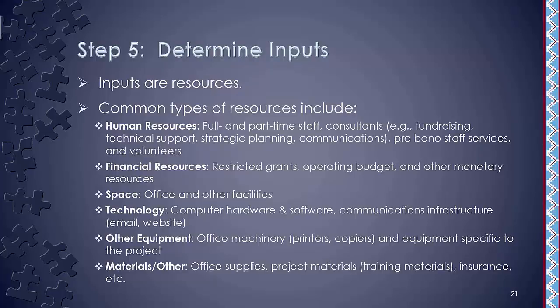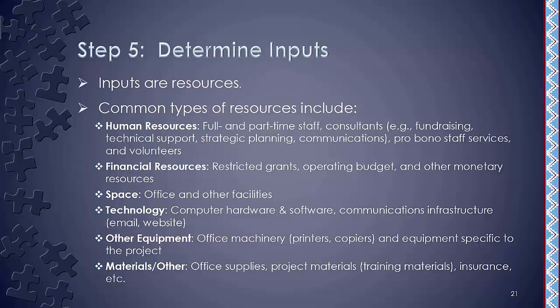You may wish to separate your resources out under headings: need and have. Common types of resources include human resources: full and part-time staff, consultants, pro bono staff services, and volunteers. Financial resources: restricted grants, operating budget, other monetary resources needed. Space: your office space, or the other kinds of facilities you may need in order to successfully implement your project. Technology: computer hardware and software, communications infrastructure, websites, email, those sorts of things.